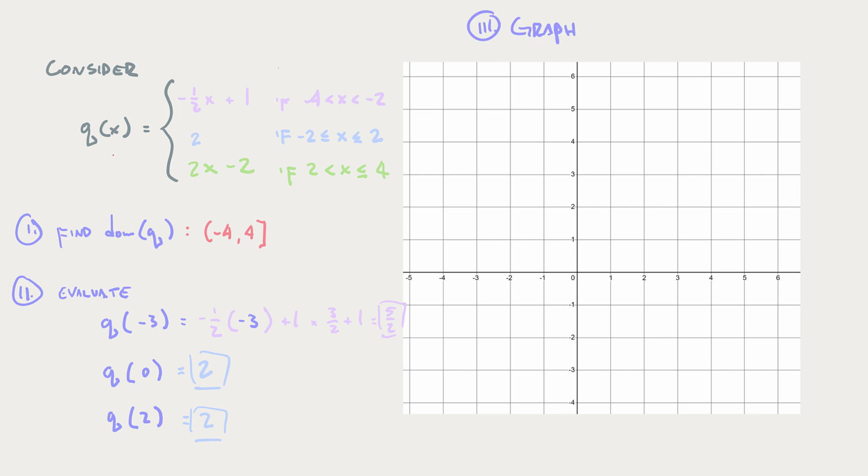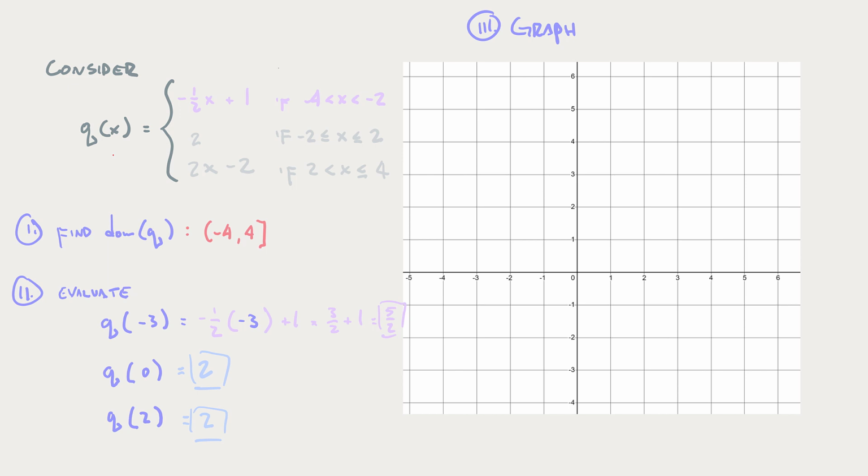All right, now for graphing is a little bit more systematic. For me, let's take this thing in parts. Notice that all the pieces here are linear. -1/2 x plus 1, linear. Y is equal to 2, linear. Y is equal to 2x minus 2, also linear. Everything's just linear. In this class, we will mostly just focus on linear equations for our piecewise functions.